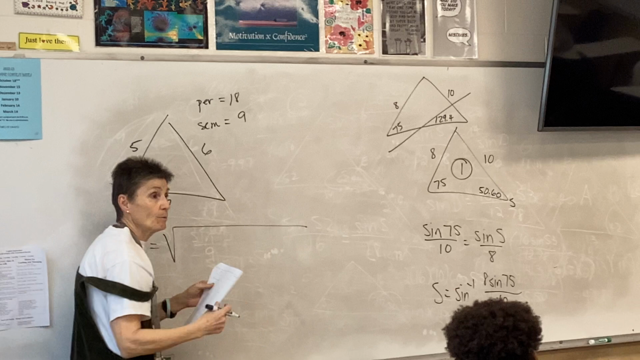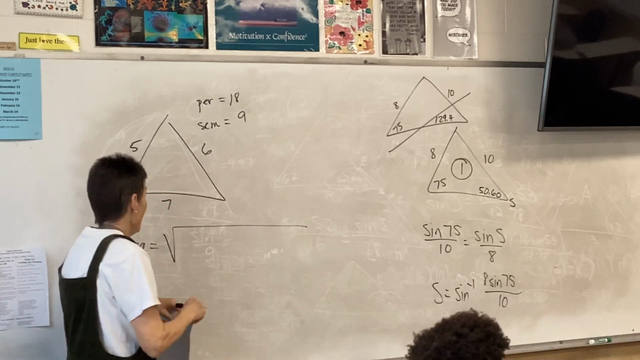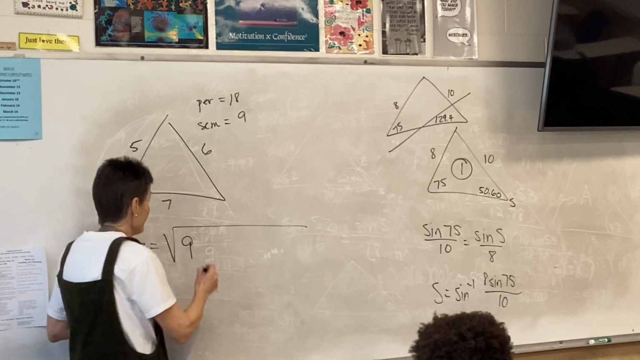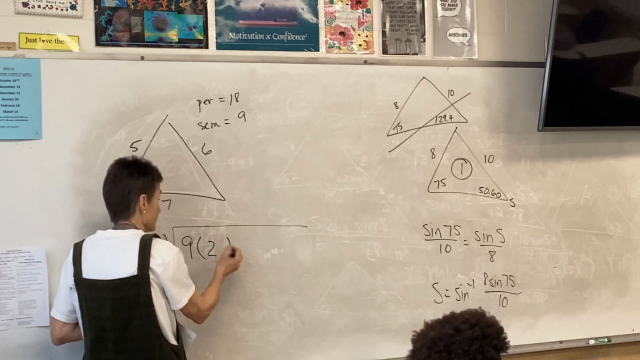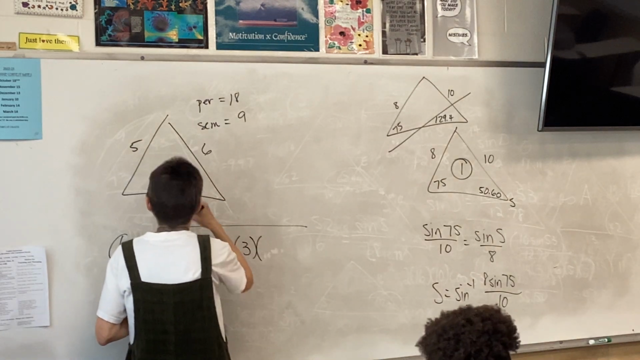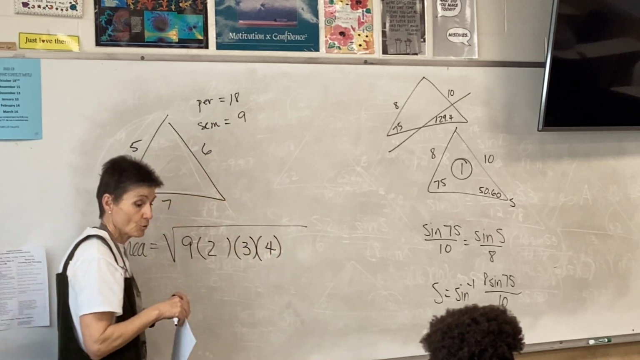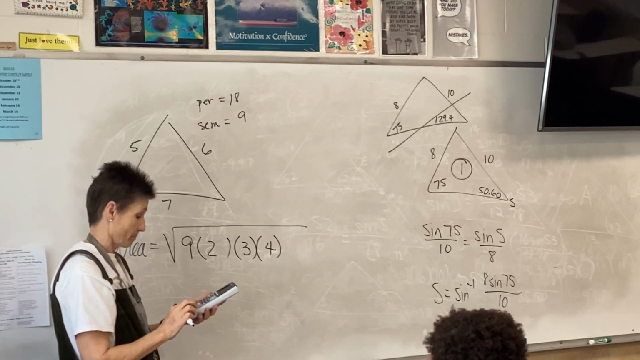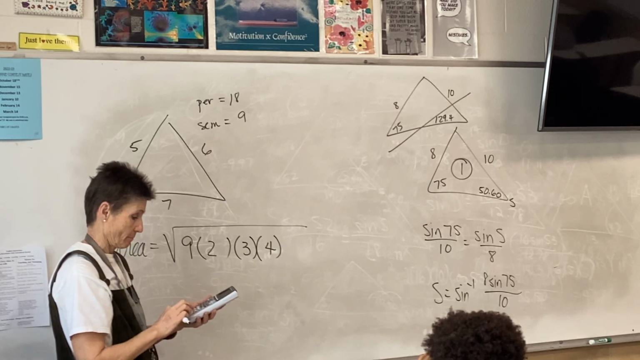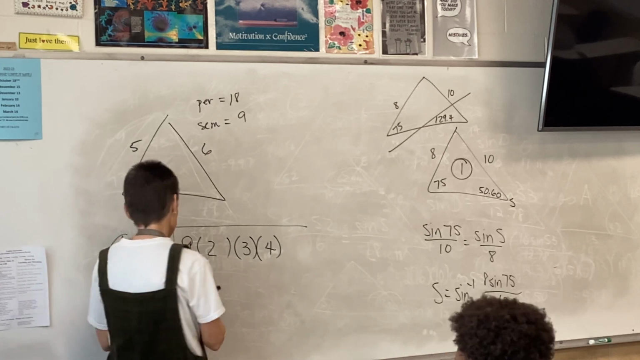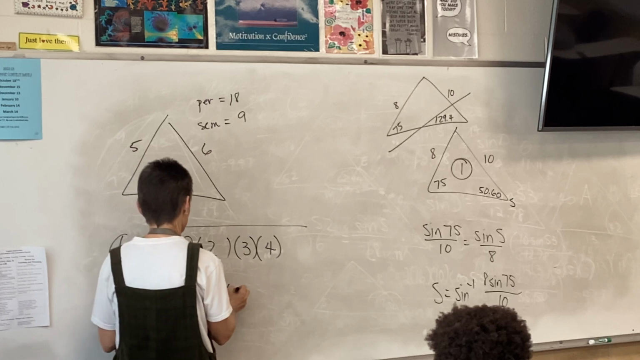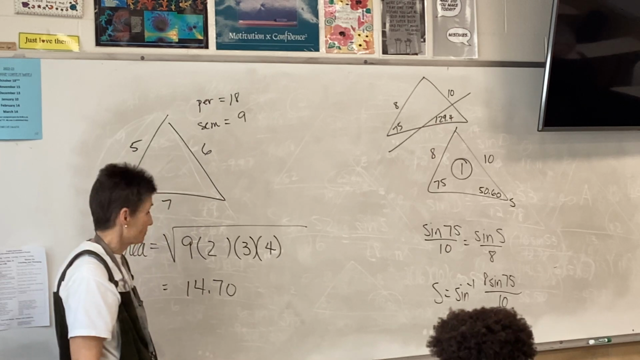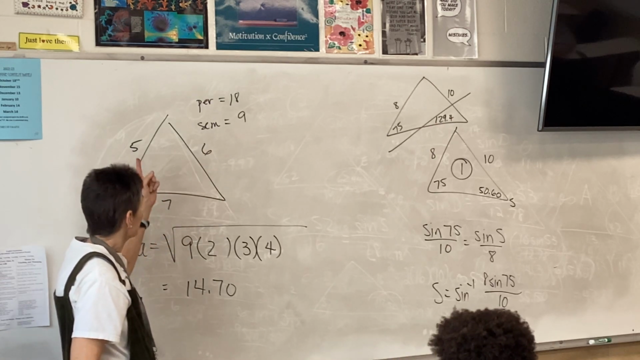So we're going to set up our Heron's Formula radical. Under the radical, we're going to start with that 9. And then we do 9 minus 7, 9 minus 6, and 9 minus 5, in whatever order you want. And my area came out to be 14.70. Nine minus each of these numbers.